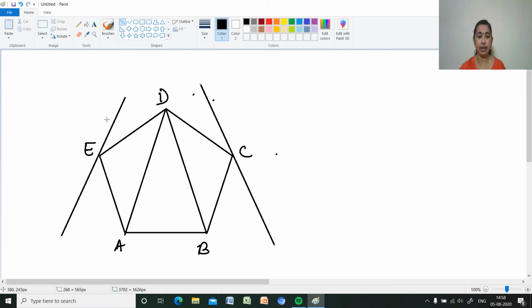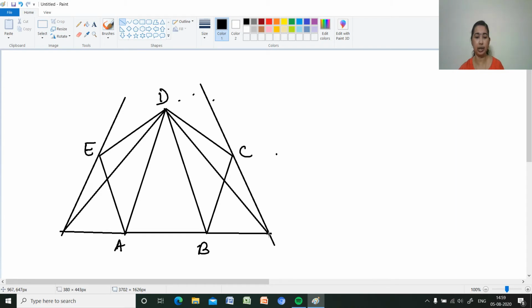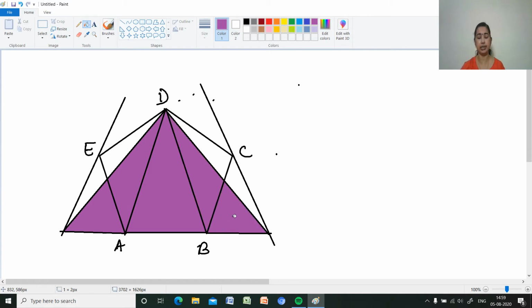Now the base, that is AB, should be extended to both sides. The line AB is being extended to both the sides. Then join D to these two points where the parallel lines meet. The new triangle obtained, we can shade it, and I'll mark it and show you which is the new triangle. This is the new triangle.